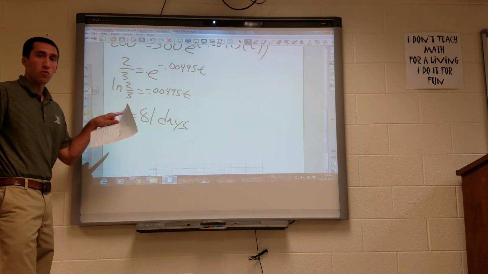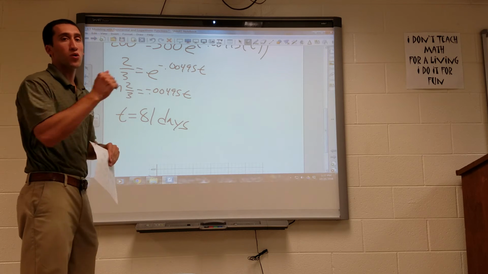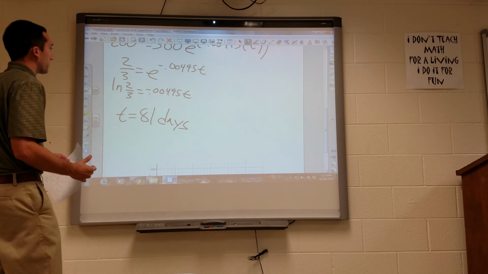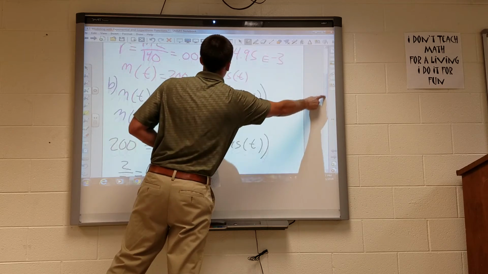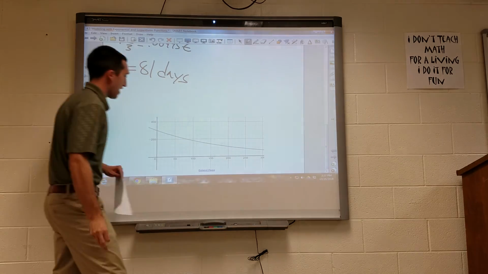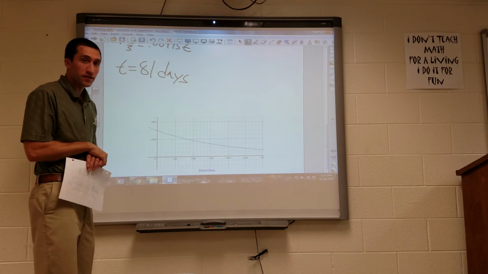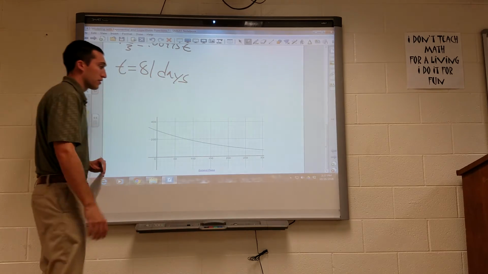So not quite one whole half-life, right? Because I still had 200 milligrams, more than half of the original, so it can't even be an entire half-life. So that was C, and finally, draw a graph. So here I have a graph. We're crossing at 300. My y-intercept is 300, but now you can see, right, that I'm decaying.